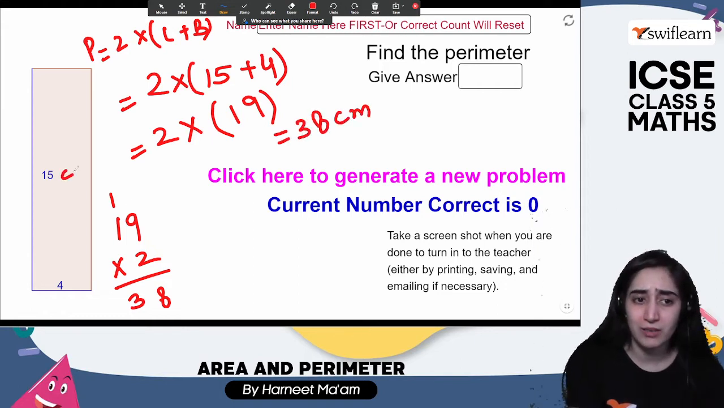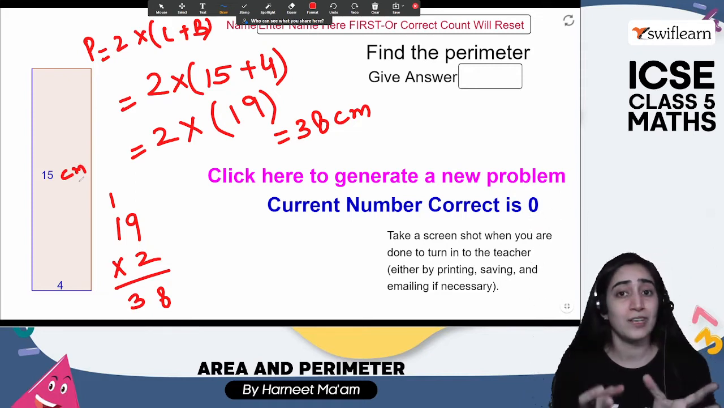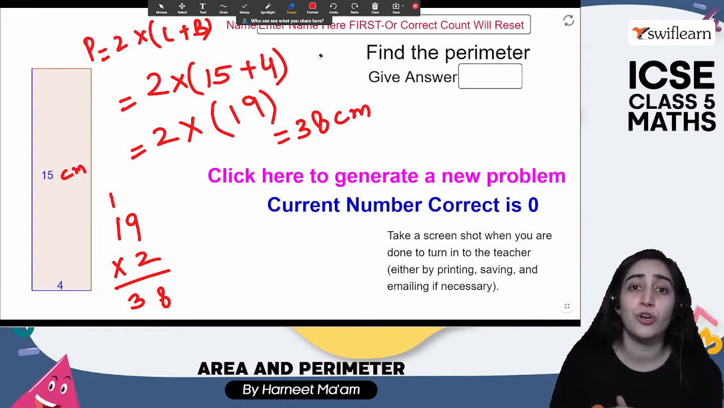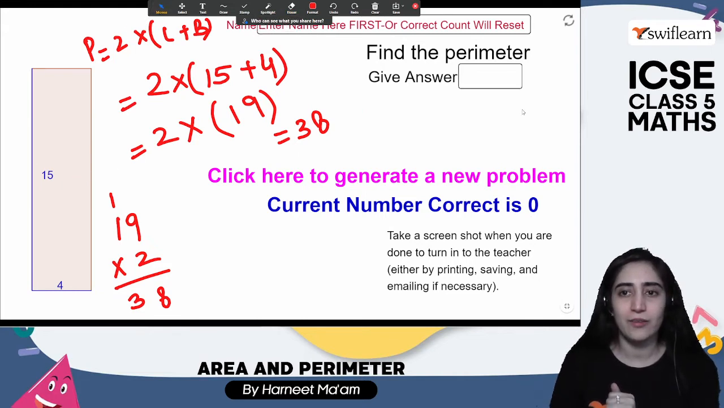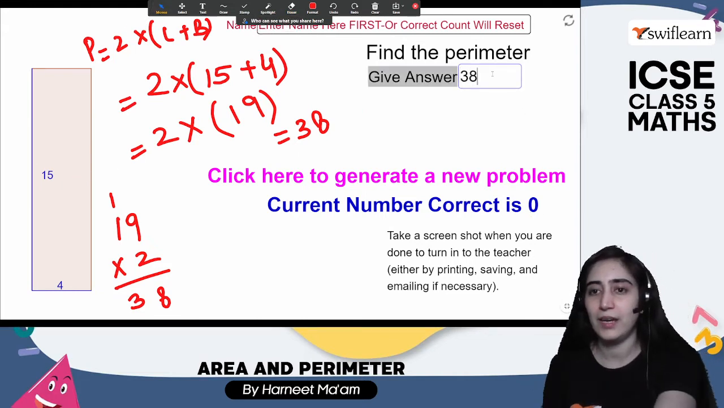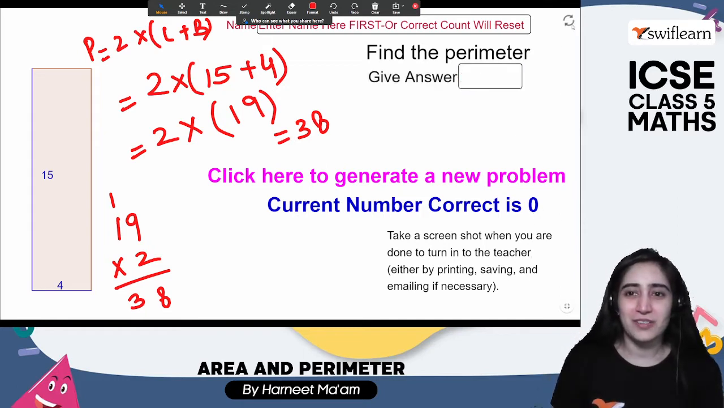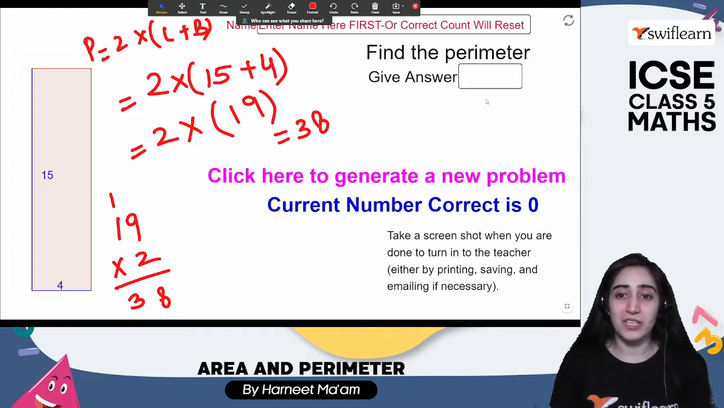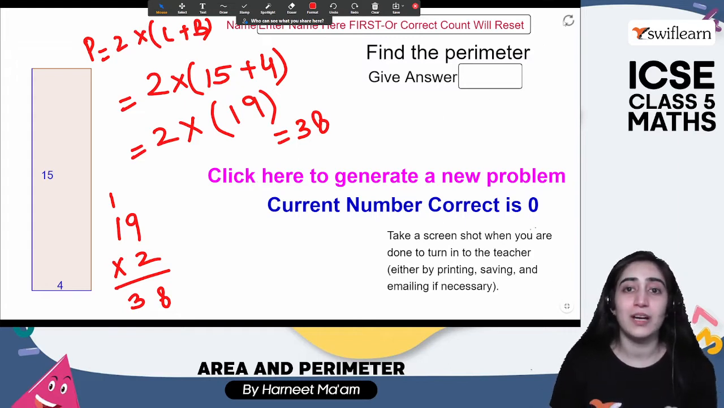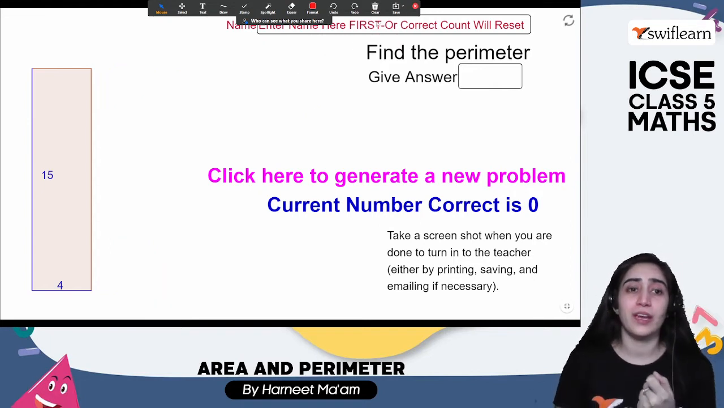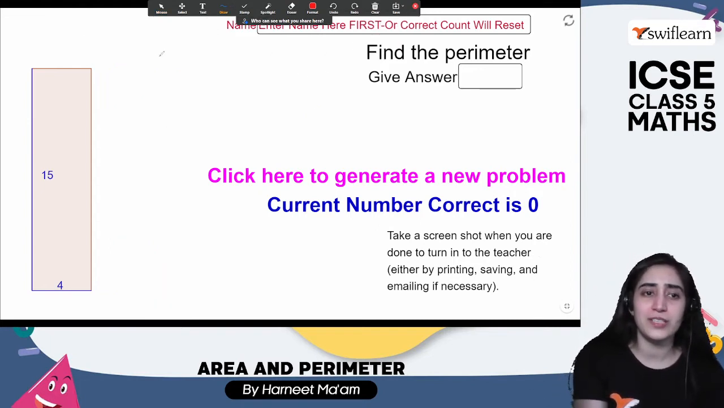Suppose it is centimeter itself. If it's meter, then it's meter. Right now the units are not mentioned, so we should not write anything. It's 38. Let's see, are we getting the right answers? 38. Well, that's right. Great. Next question. Now it says find another perimeter, and for that you need to find the perimeter. But now when I say find the area, what do you think will be the area in this case? Perimeter only refers to the boundary that you have traveled.